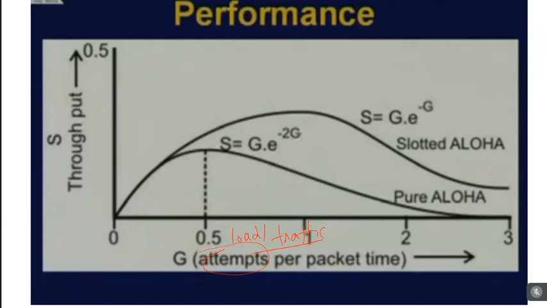That means the slotted Aloha is almost double when compared with pure Aloha. If you observe the efficiency we are getting, here we get 1 by e power 2 and here 1 by e. In the sense, the efficiency is doubled in slotted Aloha when compared with pure Aloha.